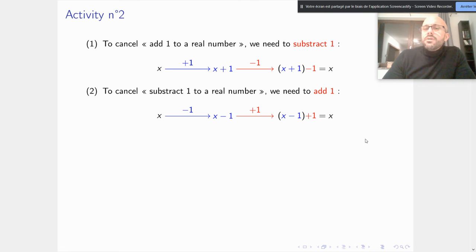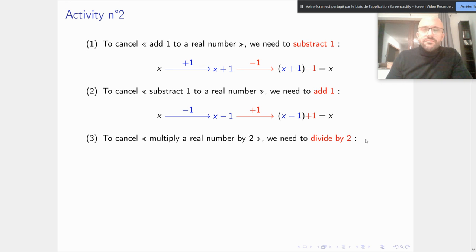Let's try something more complicated. Let's multiply a real number by 2. What cancels that operation? Of course, we need to divide by 2. So if we take x, we multiply it by 2, it gives us 2x. After that, if we divide 2x by 2, it gives us, of course, x.